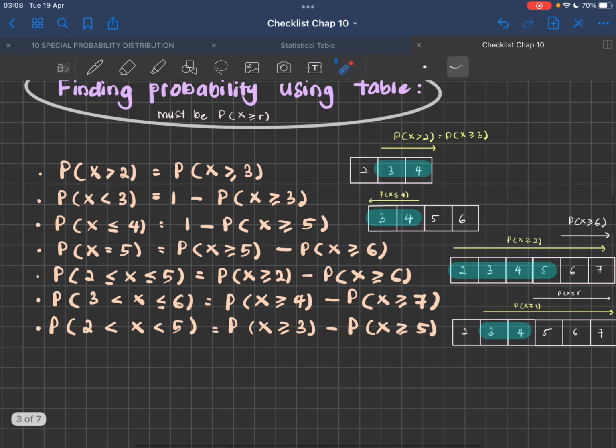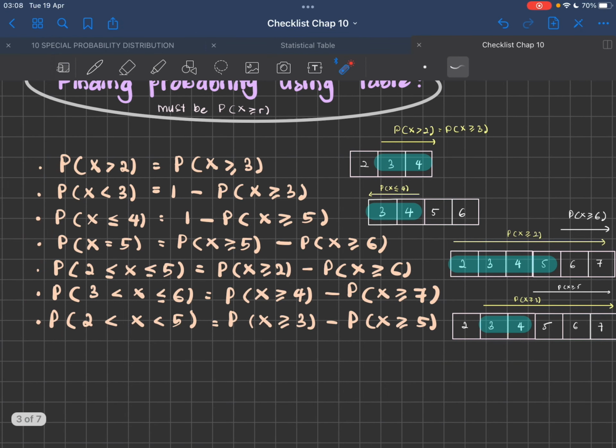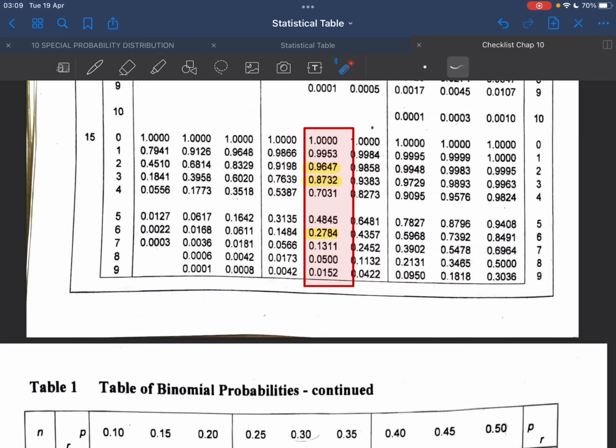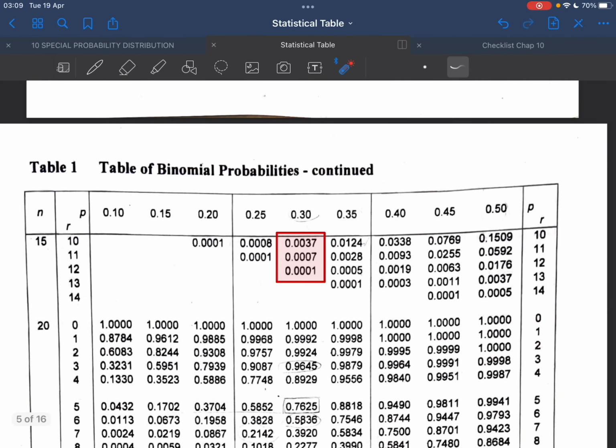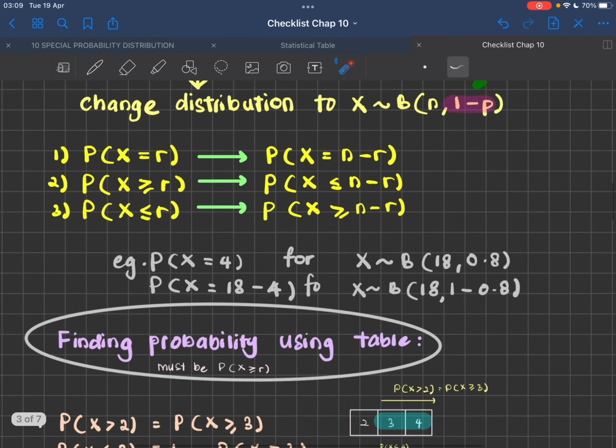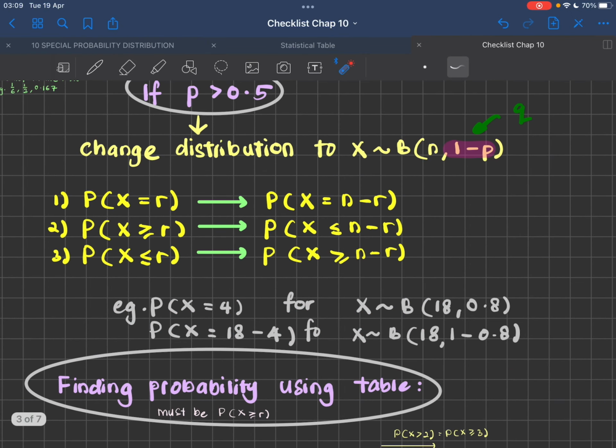Macam mana nak tukar? This is all the examples untuk tukar probability lah. Okay, so if you want to use the table but your P is greater than 0.5, okay, sebab kalau guna table the highest probability is until 0.5 sahaja. So apa yang kita akan buat is we are going to change the distribution. Okay, if you have X binomial and P, you have to change to 1 minus P, and you have to change the probability as well.